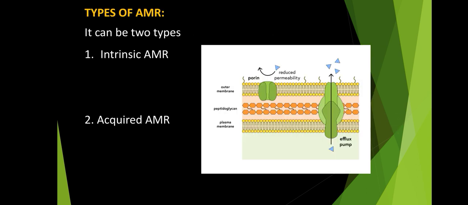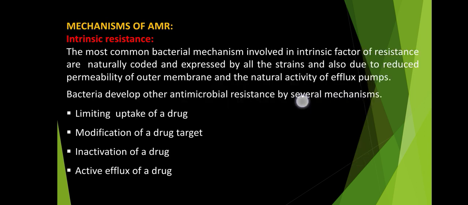So here are the types of antimicrobial resistance. It can be of two types. One is called intrinsic antimicrobial resistance and the second is called acquired antimicrobial resistance. The mechanism of antimicrobial resistance by intrinsic resistance factor.